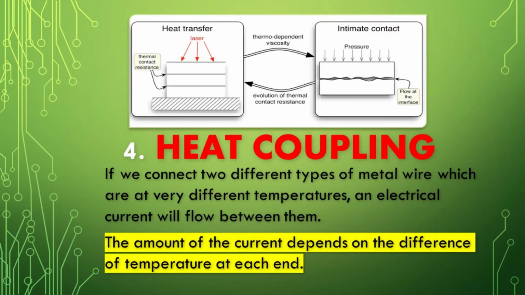Number 4. Heat coupling. If we connect two different types of metal wire which are at very different temperatures, an electrical current will flow between them. The amount of the current depends on the difference of temperature at each end. This process is called heat coupling.